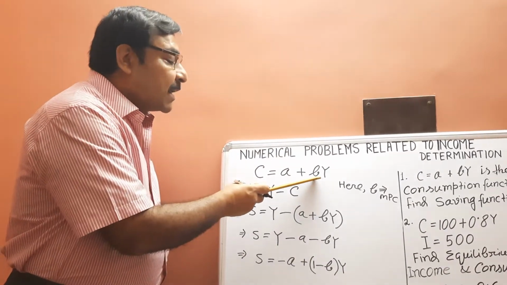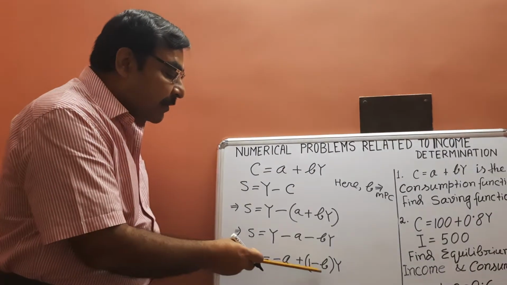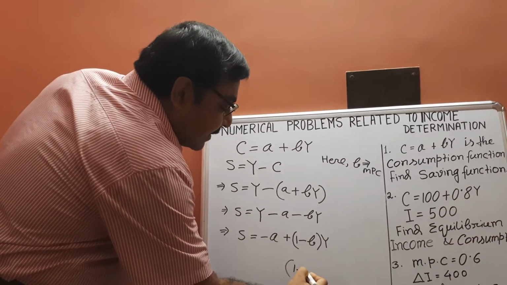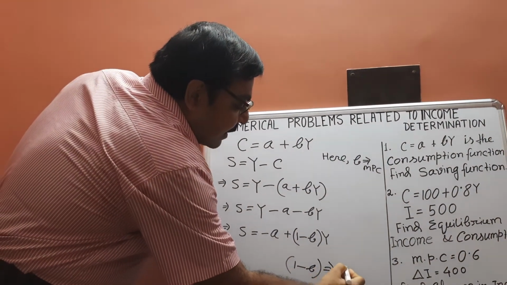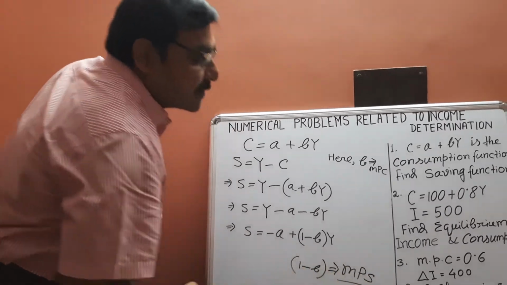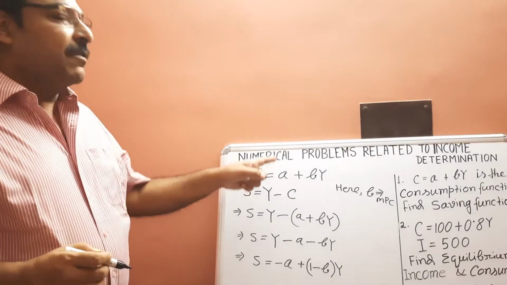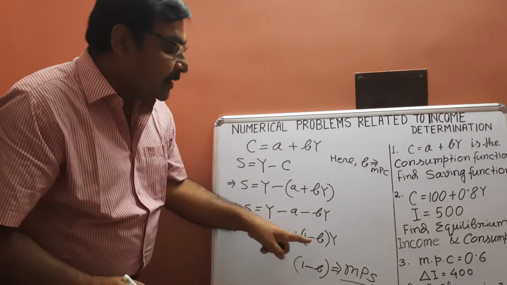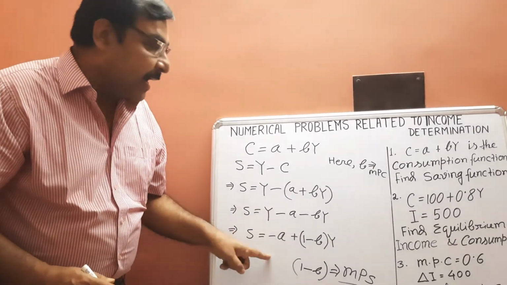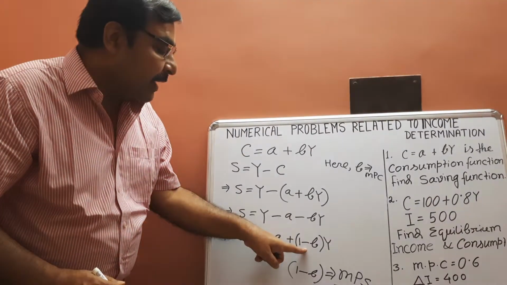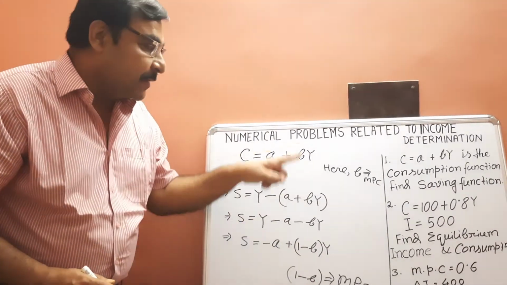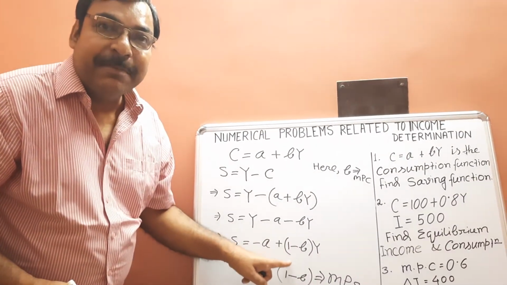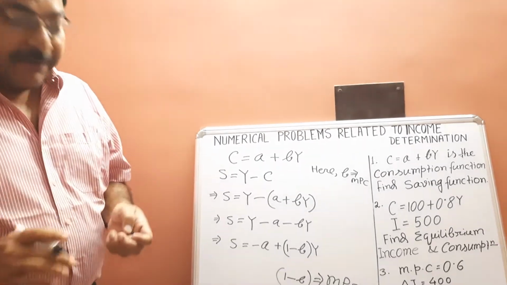If the slope of the consumption line is B, MPC, the slope of the saving function will be 1 minus B, that is MPS. Here 1 minus B is marginal propensity to save. So if the consumption function is A plus BY, the saving function must be minus A plus (1 minus B)Y. Minus A is negative of autonomous consumption, and 1 minus B is MPS. If B is MPC, MPS is 1 minus B, 1 minus MPC. So you have got the saving function.